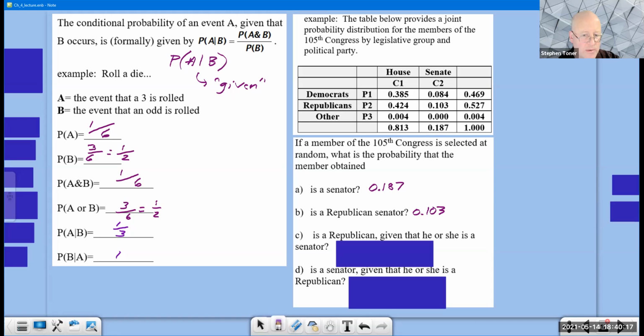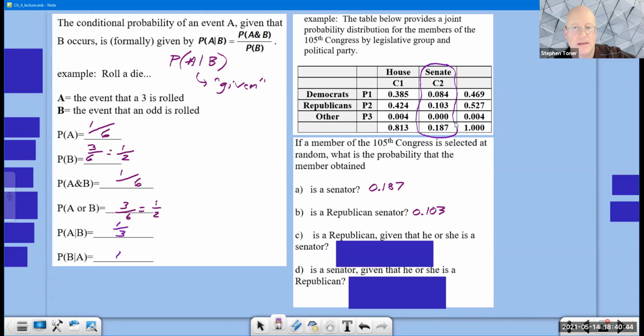Now we get into a little bit more involved calculations. What is the probability that the person is a Republican, given that he or she is a senator? I'm going, psst, hey guys, it's in this second column. I know I can't say it's out of 187 people, but let's pretend it's 187 people. How many of those 187 would be Republicans? Oh, that would be 103 of them.